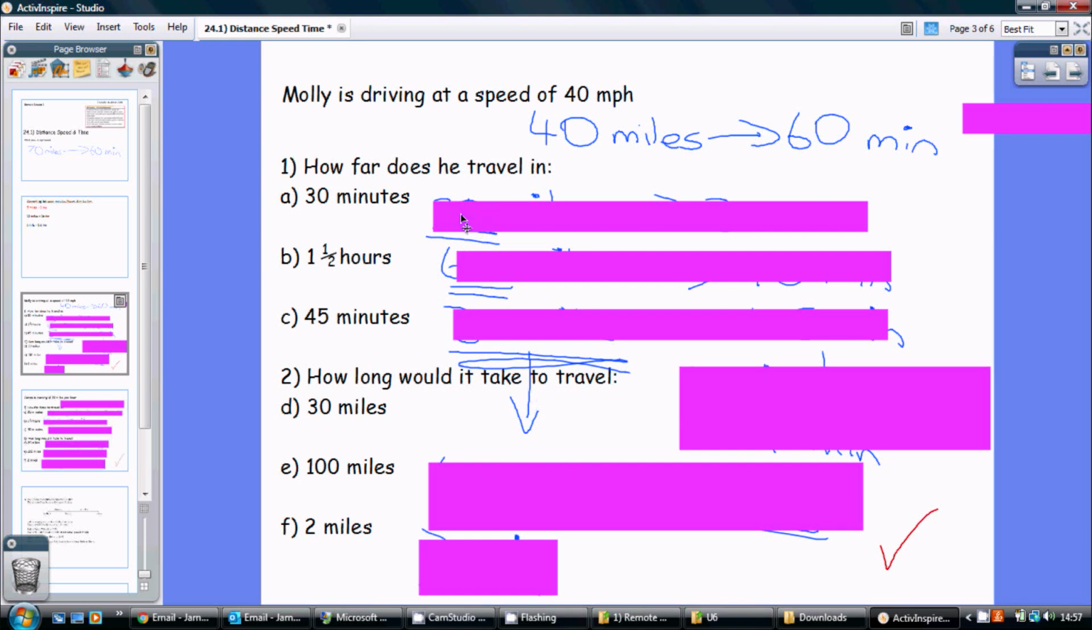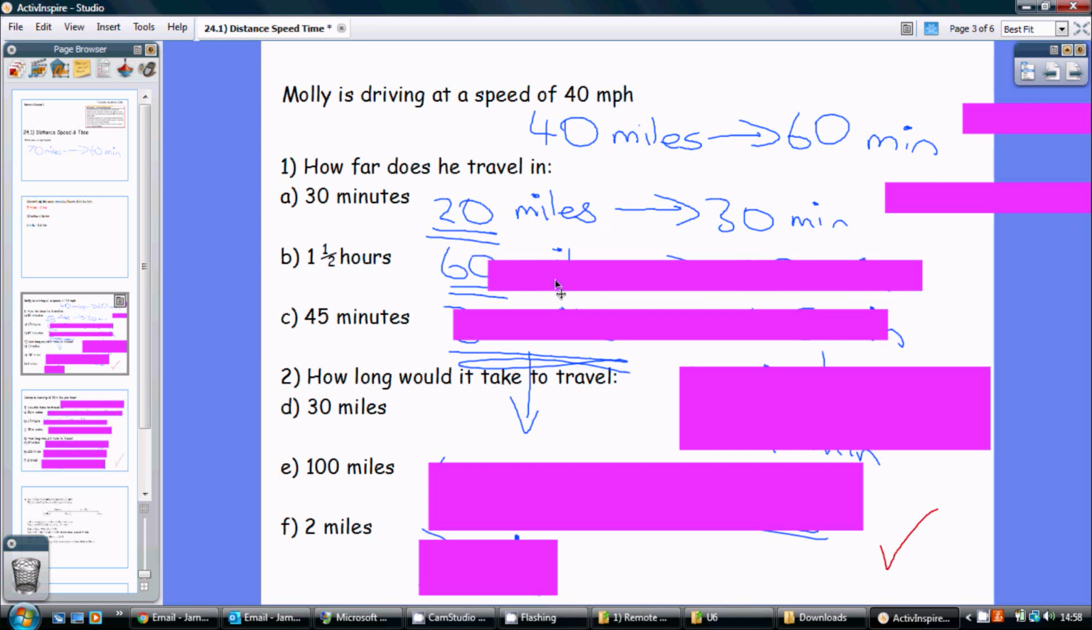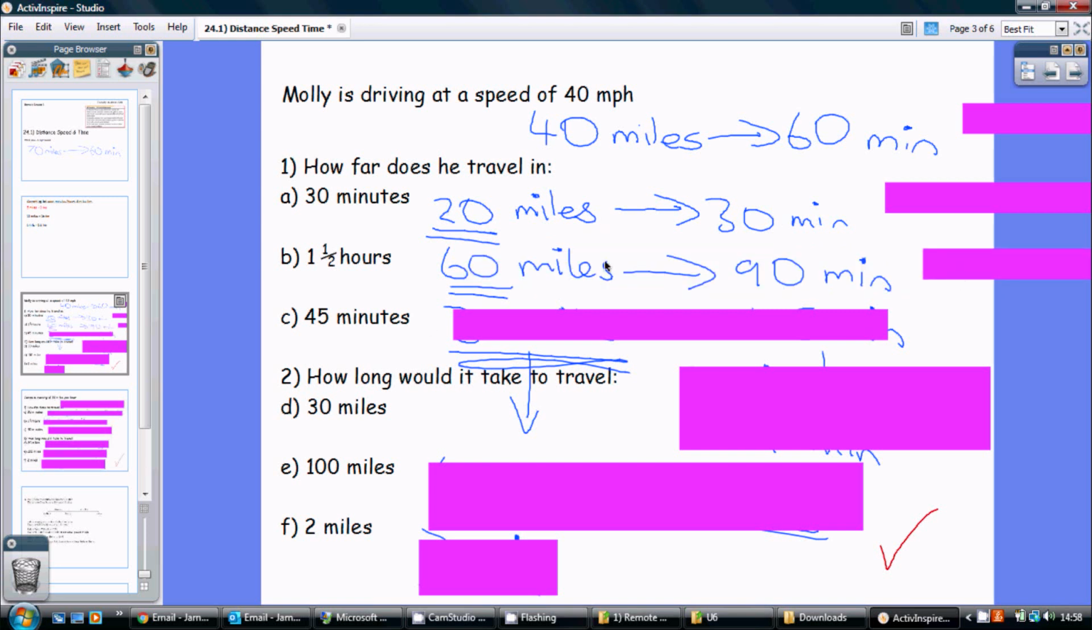So obviously 1A, 30 minutes, so that's half the time. You're going to travel half the distance, so that's just going to be your 20 miles. Now 1.5 hours, so lots of ways to do this. You could start off with the 60 and just times it by 1.5, but given that you've got the 20 miles in 30 minutes, 1.5 hours, which is 90 minutes, is just going to be 3 times as long. So you're going to go 3 times as far in the time. So that's your 60 miles.